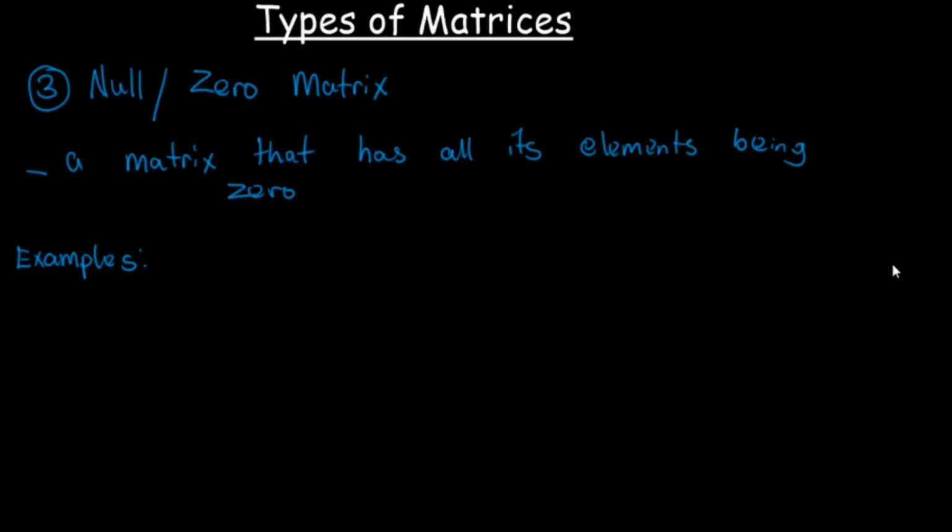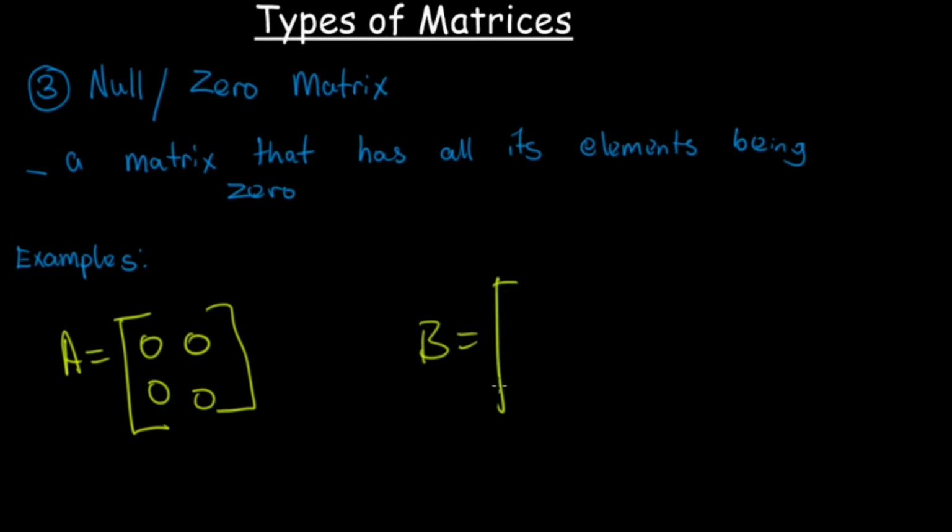The next type of matrix is called a null or zero matrix. In these types of matrices, all of the elements are 0. So let's look at an example. Matrix A has elements 0, 0, 0, 0, so this would be a 2 by 2 matrix. We realize all of the elements are 0, so it will be classified as a zero matrix. For matrix B, we realize that it has 2 elements and both elements are 0. Therefore, this also would be classified as a null or zero matrix.